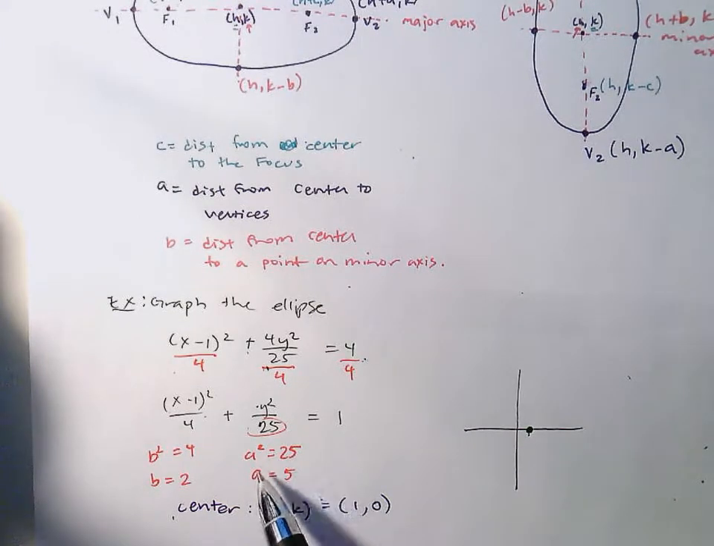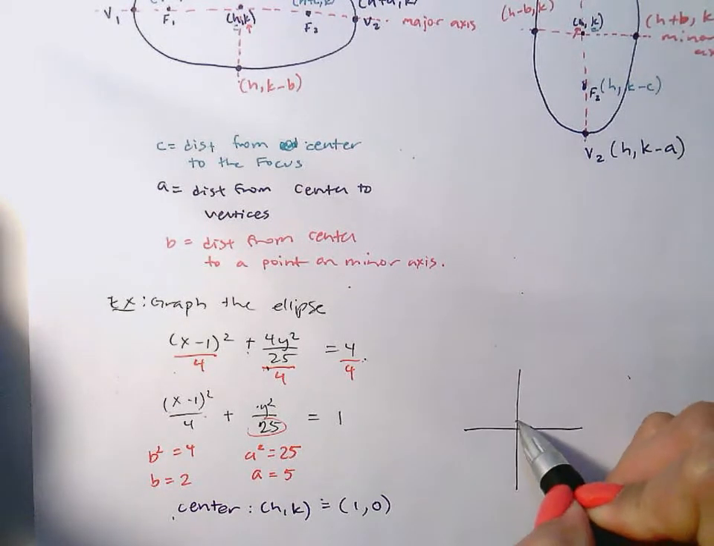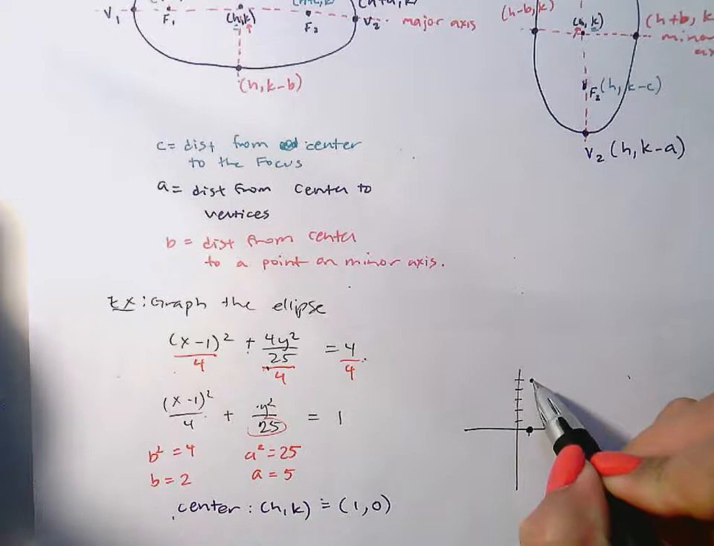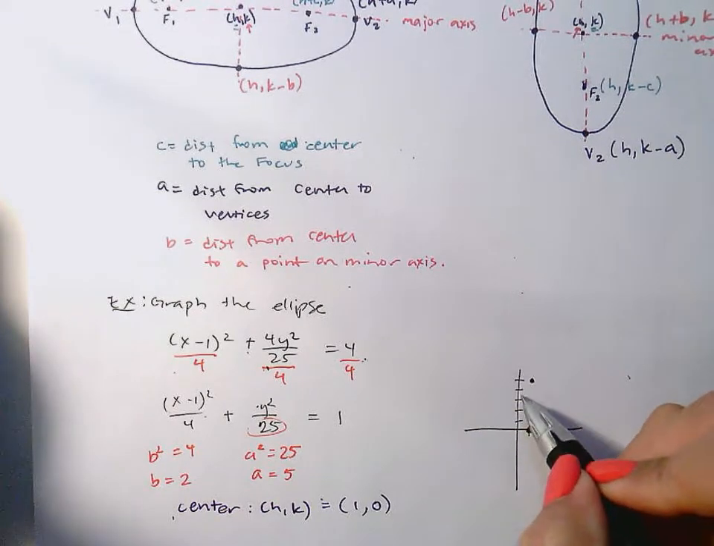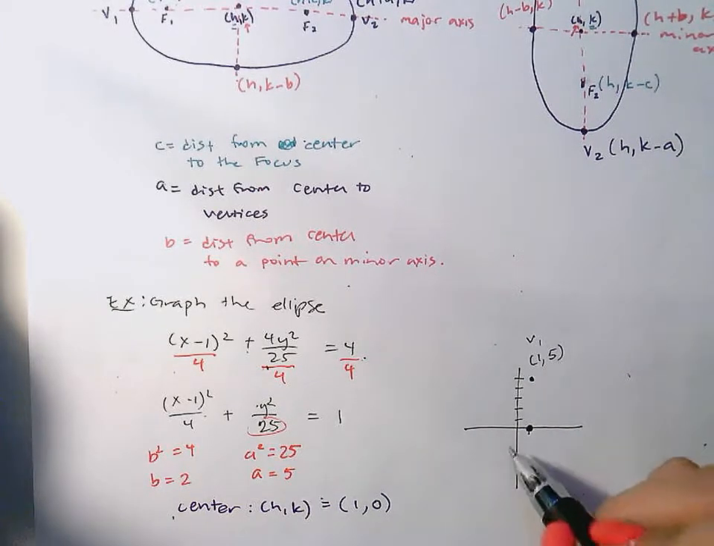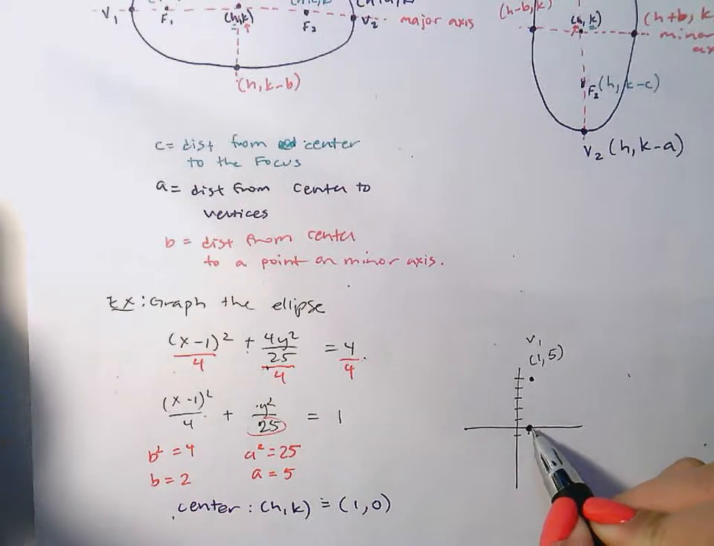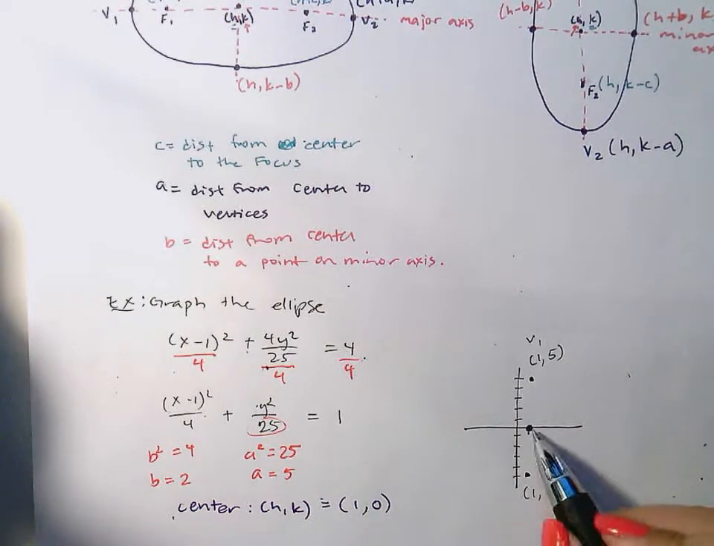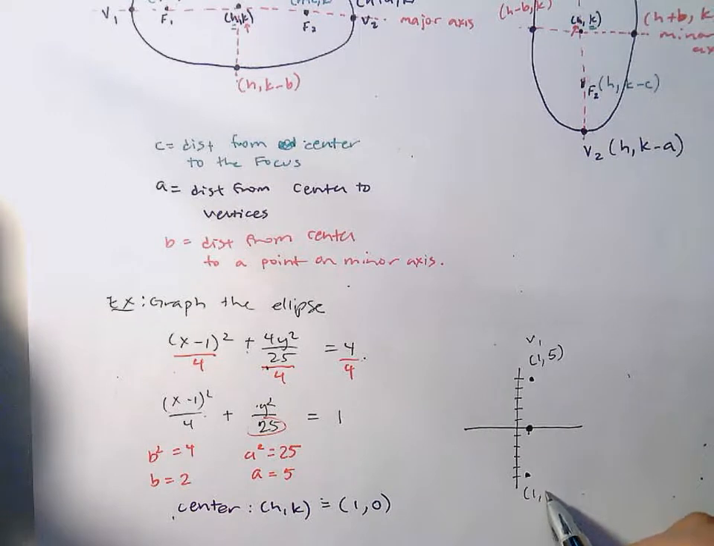And then we're taking a is equal to 5. It was under the y, so that means I'm going to go up by 5 units and down by 5 units, starting from the center. So this is 1, 2, 3, 4, and 5. My first vertex is going to be at (1, 5). And my second vertex is going to be 5 units away, but going down from the center. So this is 1, 2, 3, 4, and 5. So 5 units going down is going to be the same x value as the center, so 1, and instead of 5, it's going to be -5 because it's 5 units going down.